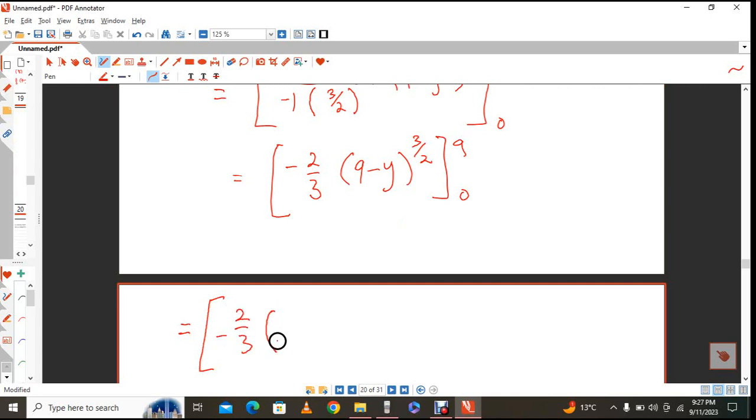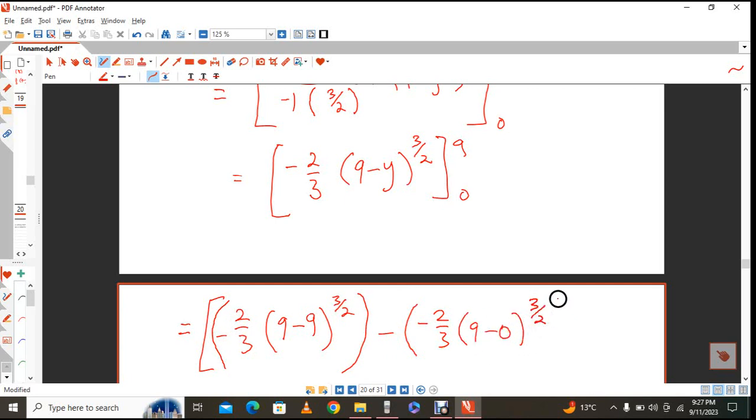-2/3, and obviously this is going to be 9 minus 9, the upper limit there, all raised to that power over there. Okay, so perhaps you can also put this in brackets, so whatever that value there would be, minus, and then I have -2/3, and obviously 9 minus 0 all raised to that power over there. Okay, and this should give me the answer.